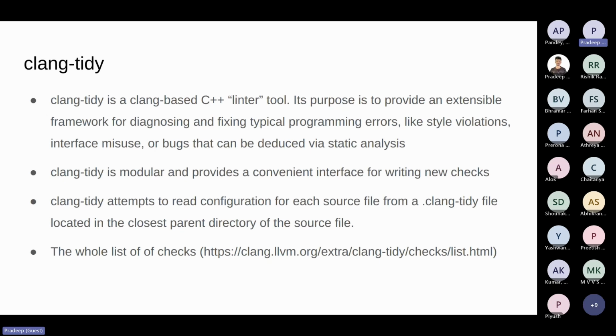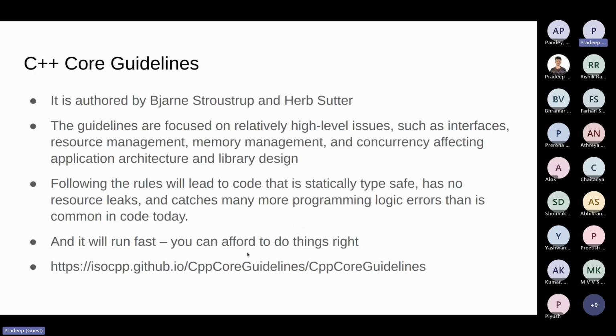clang-tidy attempts to read configuration for each source file from a .clang-tidy file. So like the .clang-format file, you have a .clang-tidy file where you can write all these checks, and you can automatically run these on the source code file, with the file located in the closest parent directory of the source file. So I think this is similar to how .clang-format works. The whole list of checks is here. So let's look at the checks themselves.